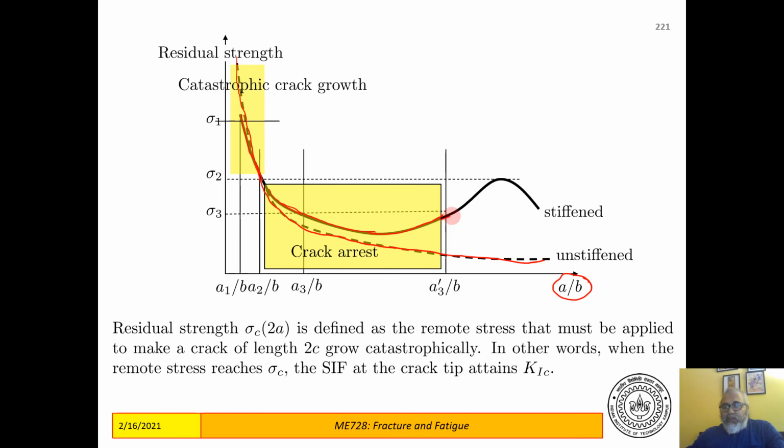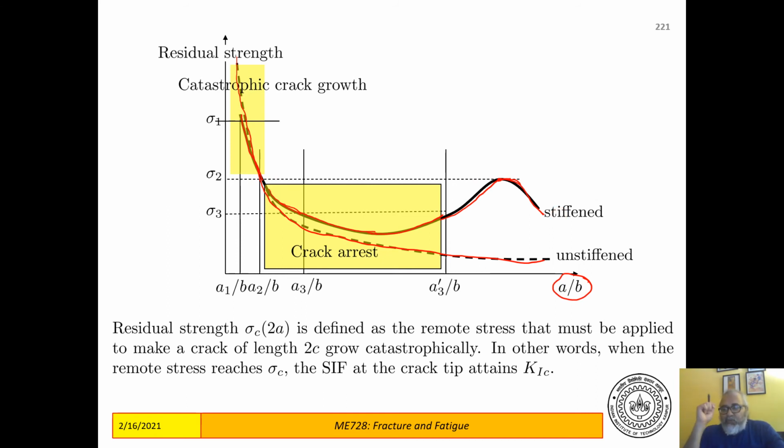This continues for some crack length till a time comes when the stiffener itself is broken by the crack. You have increased sigma infinity so much that the stiffeners break, and then of course the crack will propagate catastrophically, and your residual strength drops again. So this is qualitatively the shape of the residual strength versus A by B curve for the stiffened plate.